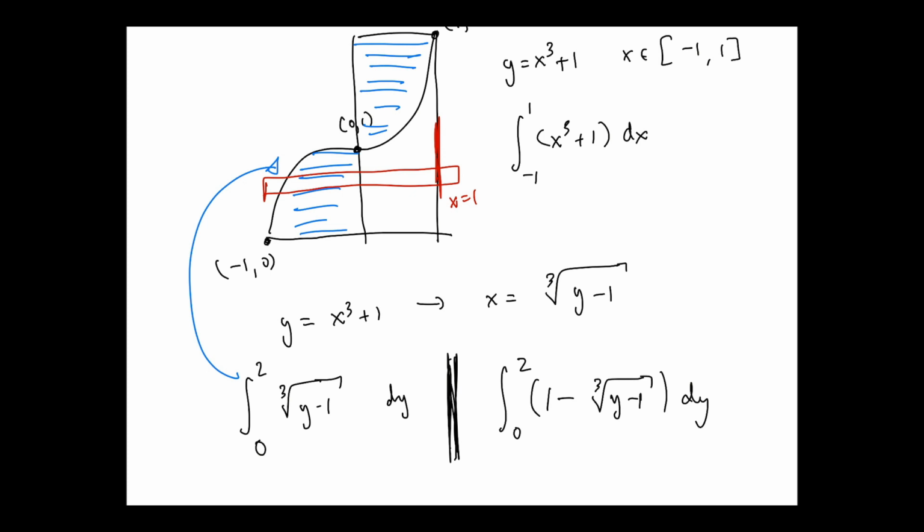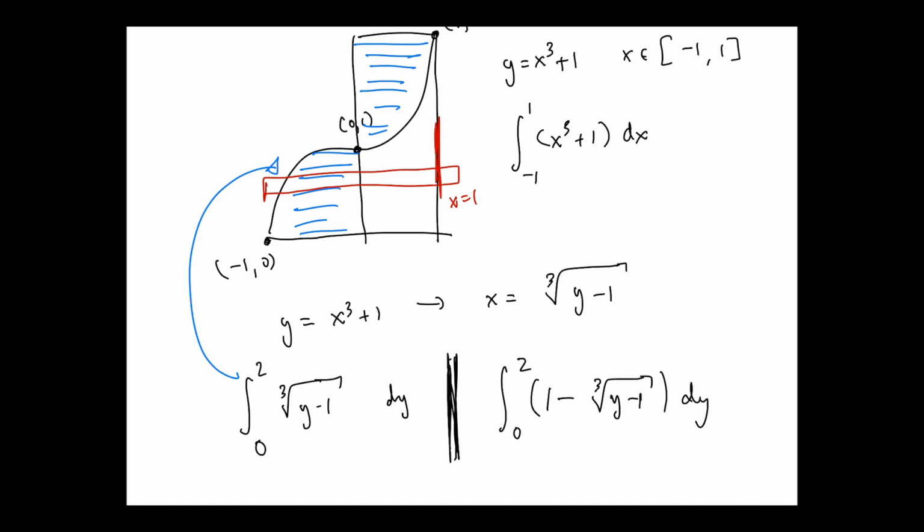Okay, the dy is the thickness of the slice, and that's a little vertical piece. So why is it 1 minus the cube root and not just the cube root? Let's think about that. It is that the thing on the left computes the blue shaded area, which is not what I wanted. So it is the answer to the wrong question, right?